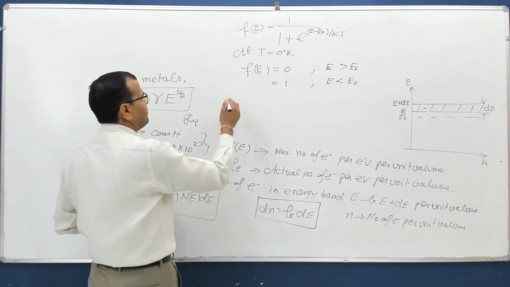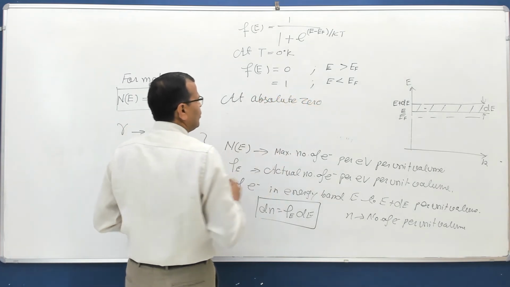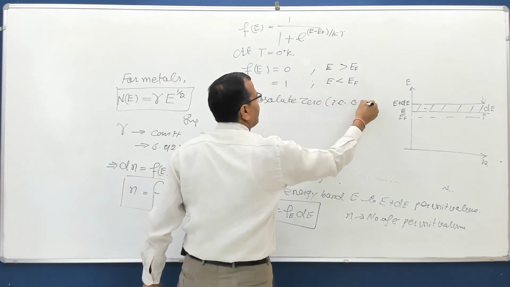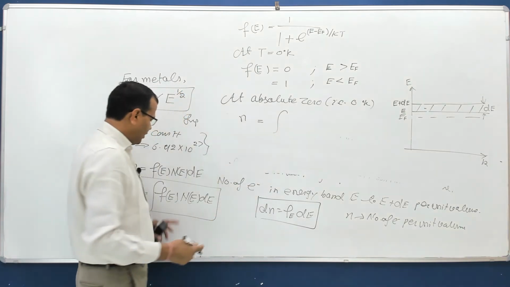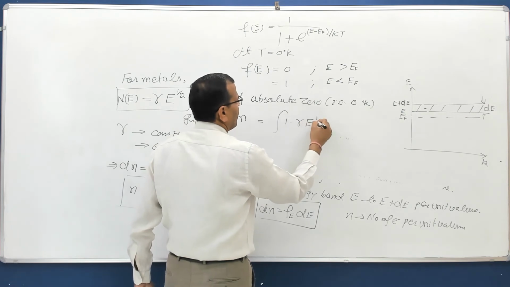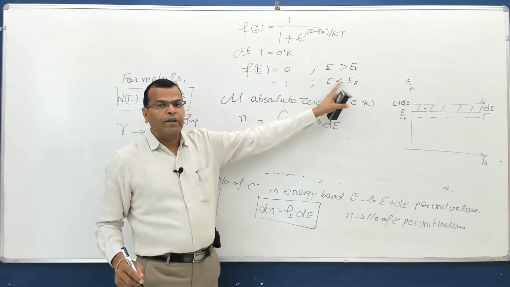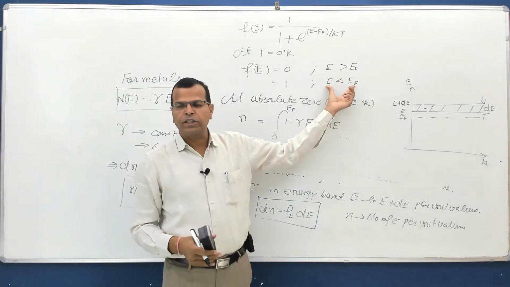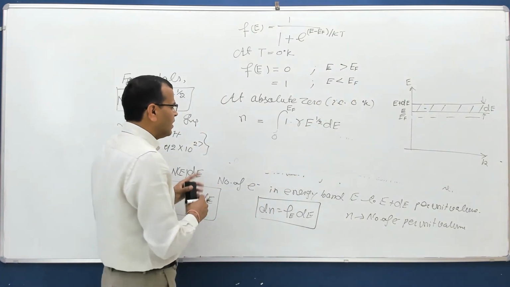Now at absolute 0, at absolute 0 means what? 0 Kelvin. So at absolute 0, that is nothing but 0 Kelvin. What do we have? See this, the concentration N will be equal to integration of 1 into N(E), which is gamma E raised to power 1 by 2 dE. But remember, you are taking E, it means energy is varying from where to where? From 0 to EF. Why? Because it is 1 only for this range. E is less than EF means E is varying from 0 to EF. So that is the concentration.